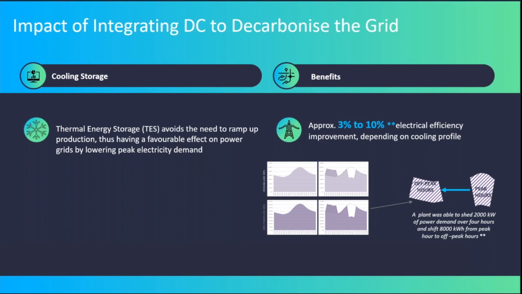And we have done a lot of demonstrations on peak shaving, and we really see from 3 to 10% electrical efficiency improvement, also because of the use of the storage. Of course, this depends on the cooling profile. I'm talking specifically about this region, but this is clearly one of the advantages that should be considered.